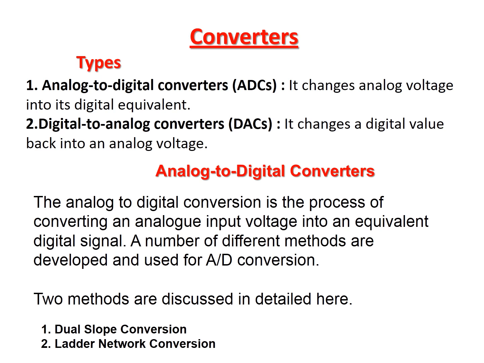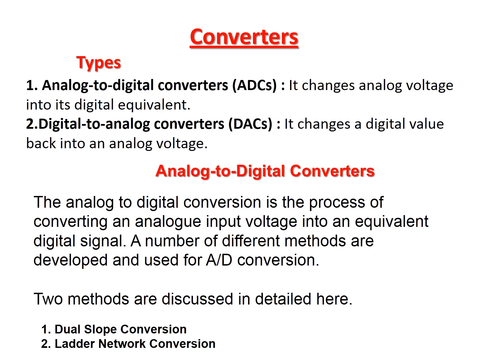Depending on the applications, sometimes we need to convert analog data to its digital version or digital data back to its analog version. So, for these applications, we need converters. There are two types of converters: analog to digital converters and digital to analog converters.